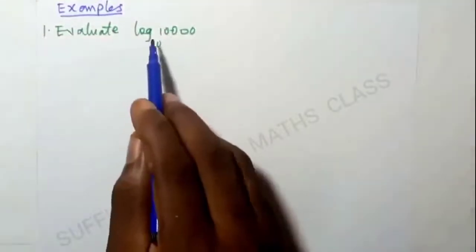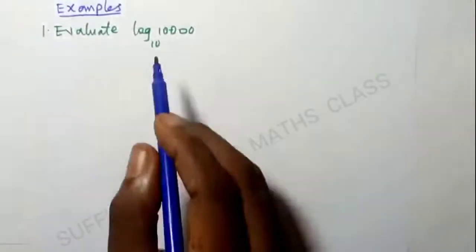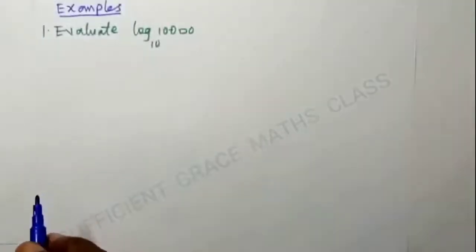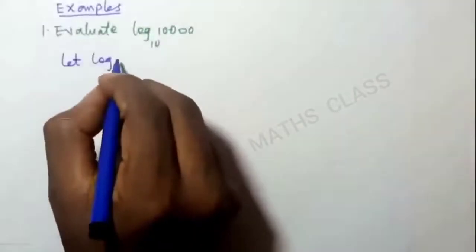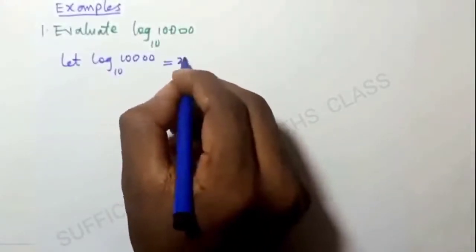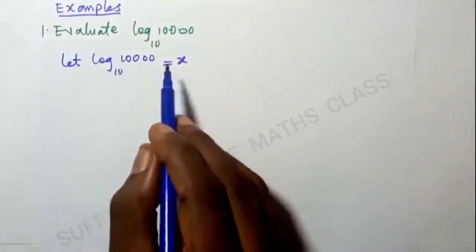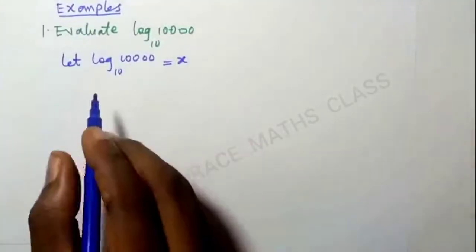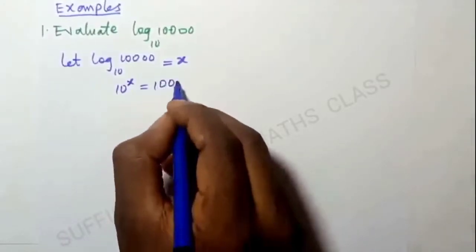Evaluate log of 10,000 to base 10. Now, to evaluate this, we have to think of a number by which 10 will be raised to give us 10,000. Then we say, let log of 10,000 to base 10 equal x. Now, we are going to raise this 10 to the power of x to give us 10,000. Then we have 10 raised to power x equal to 10,000.